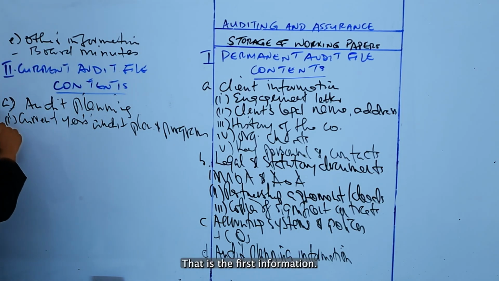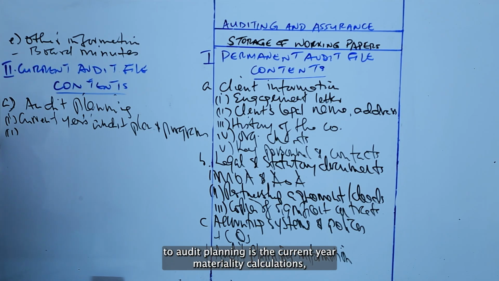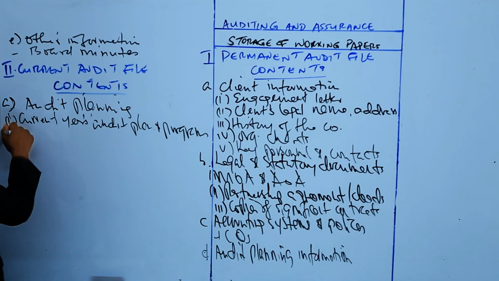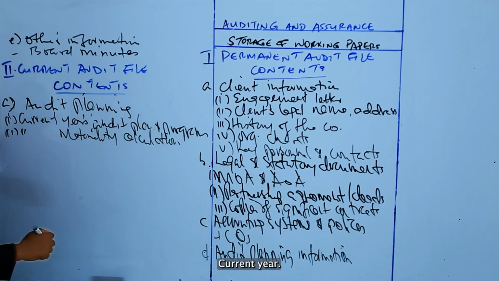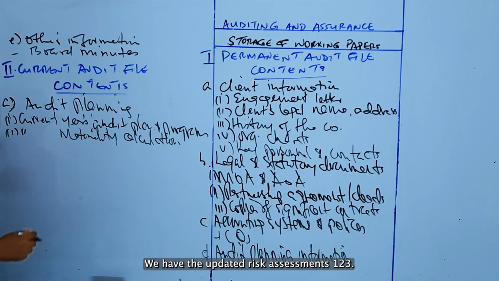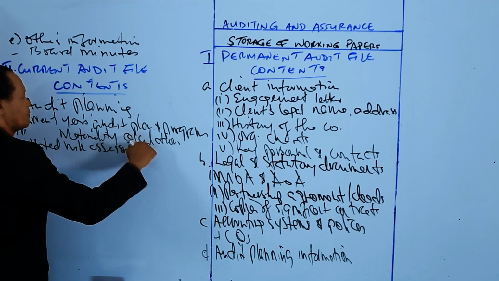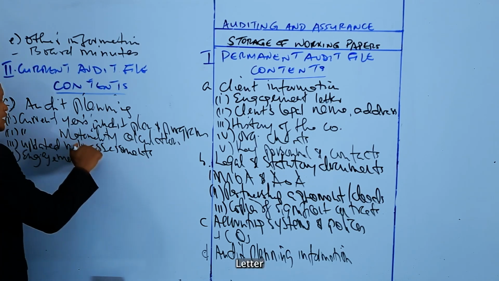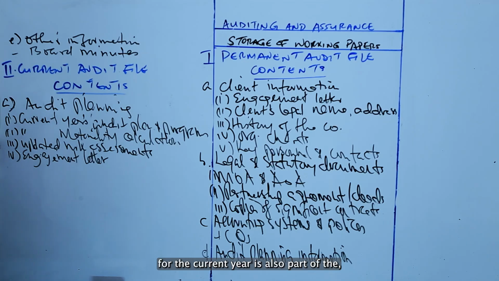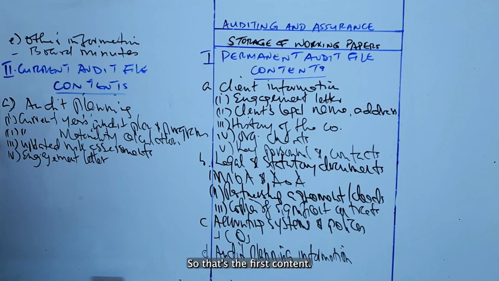That's the first information. The second information that is contained in a current audit file in relation to audit planning is the current year's materiality calculations. We have the updated risk assessments. 1, 2, 3. Updated risk assessments. We have the engagement letter for the current year. Letter for the current year is also part of the current audit file. Then we may also have understanding of the entity and its environment, the current. So that's the first content.